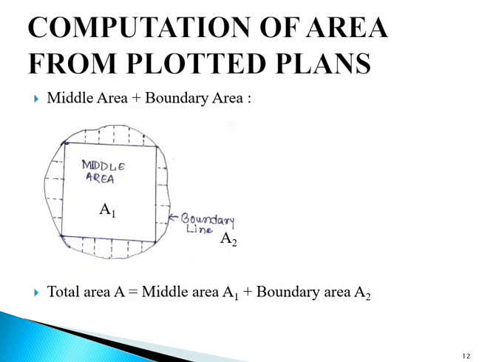So let's see middle area plus boundary area. You can see the image. Middle area is shown as A1 and boundary line area is shown as A2. So total area is given by middle area A1 plus boundary area A2. The middle area can be subdivided into simple geometrical shapes such as triangles, rectangles, squares, trapezoids, etc., and the areas of these figures are determined from the dimensions obtained from the plan.